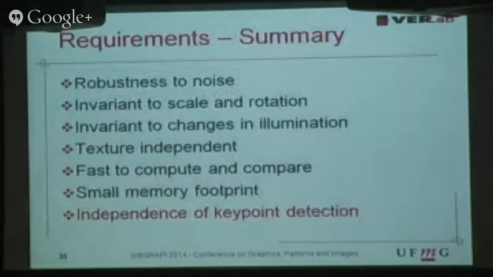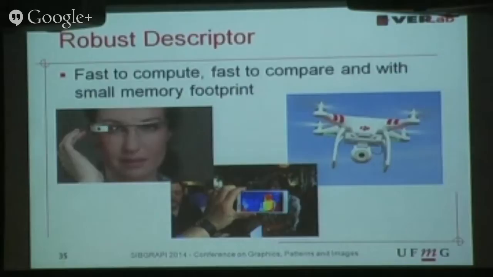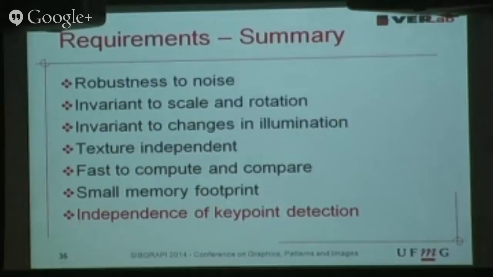This image is from a project by Google called Tango Project. Those of you who heard of Tango Project, everybody. So, good. Okay, so in summary, these are the properties that are desirable. Robustness to noise, invariant to scale and rotation, invariant to change in illumination, texture independent, fast to compute and compare, small memory footprint, and of course you want it to be independent of the key point detection or the detector. So we want to have a descriptor that will be able to work with several detectors.